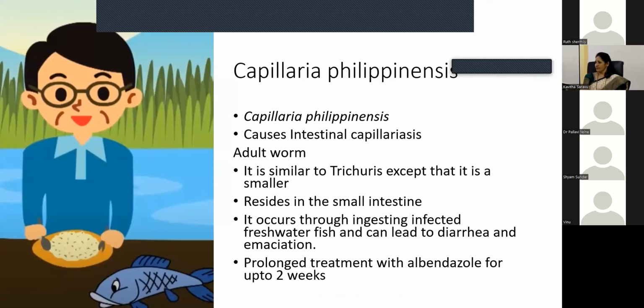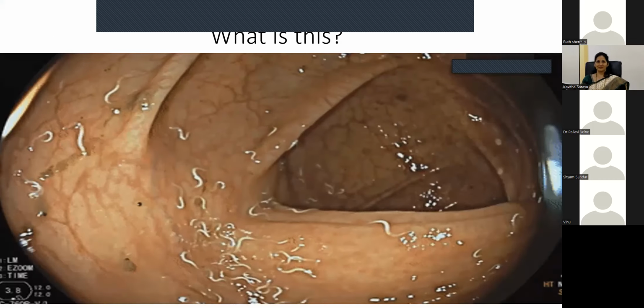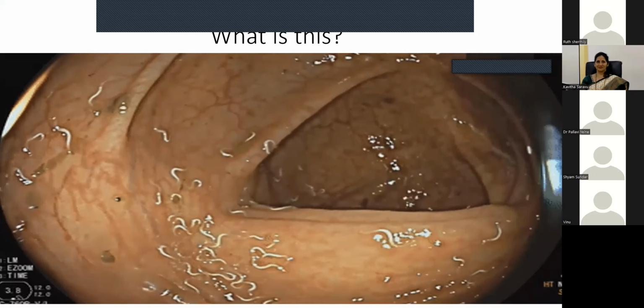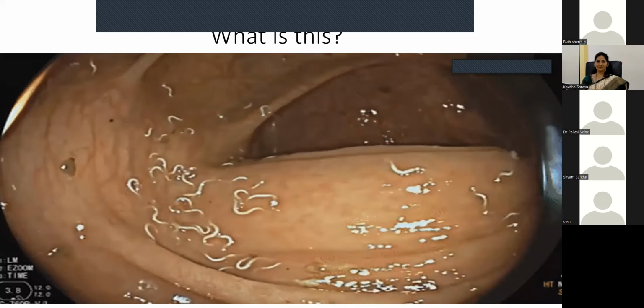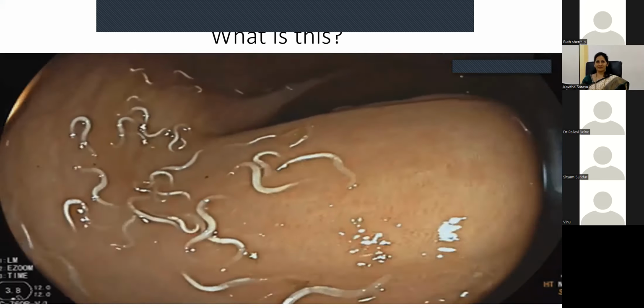Okay. Can you diagnose this? If anybody can diagnose this, I'll be very happy. Any guesses? You can write in the comment box. So here is the colonoscopic picture of the same. You can see the worm moving around in the intestines. Okay, I think this will solve your problem.